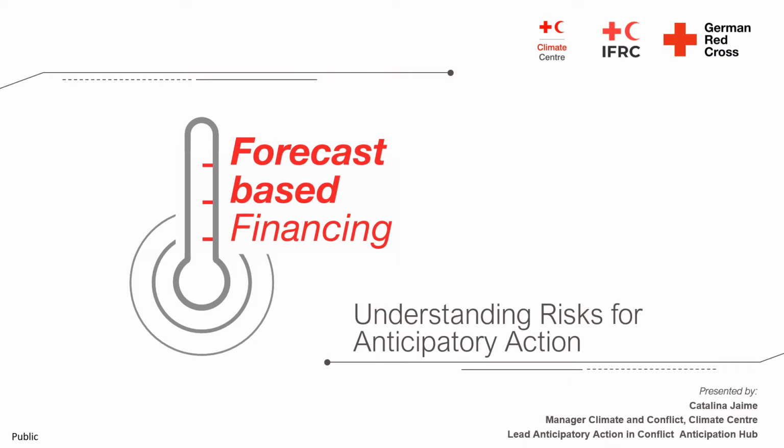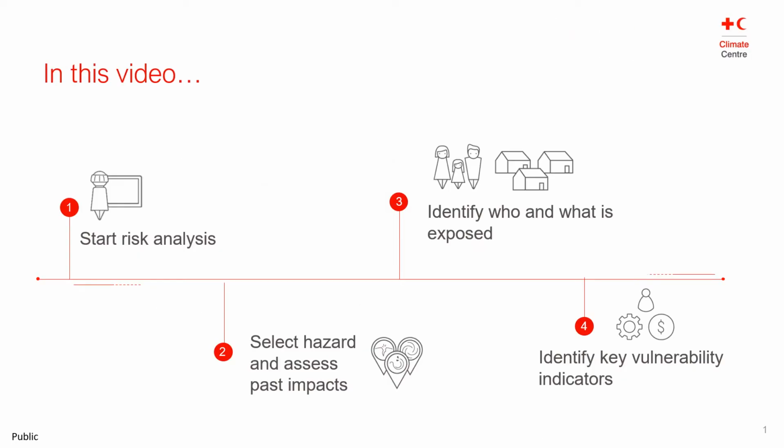In this video, you will look at these four elements: how to start the risk analysis, how to select hazards and assess past impacts of disasters, to identify who and what is exposed by these hazards, and identify the key vulnerability indicators that could be used in your anticipatory action system.